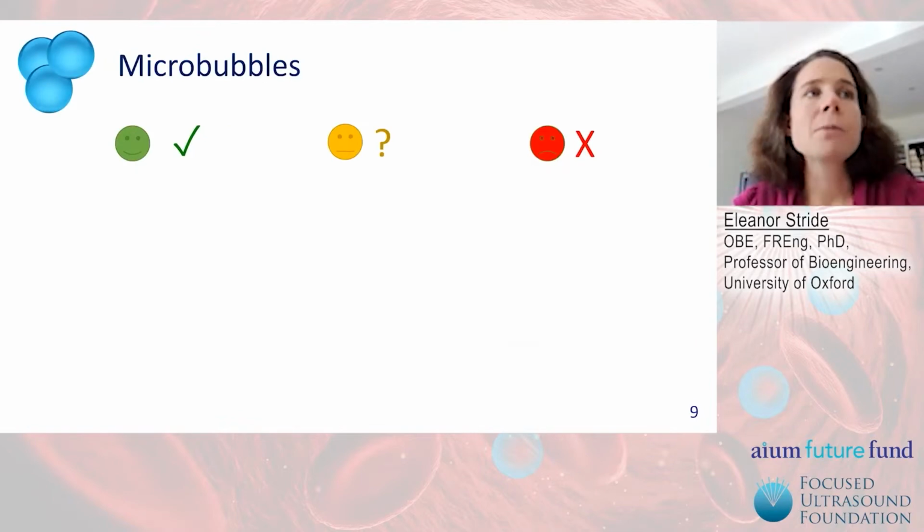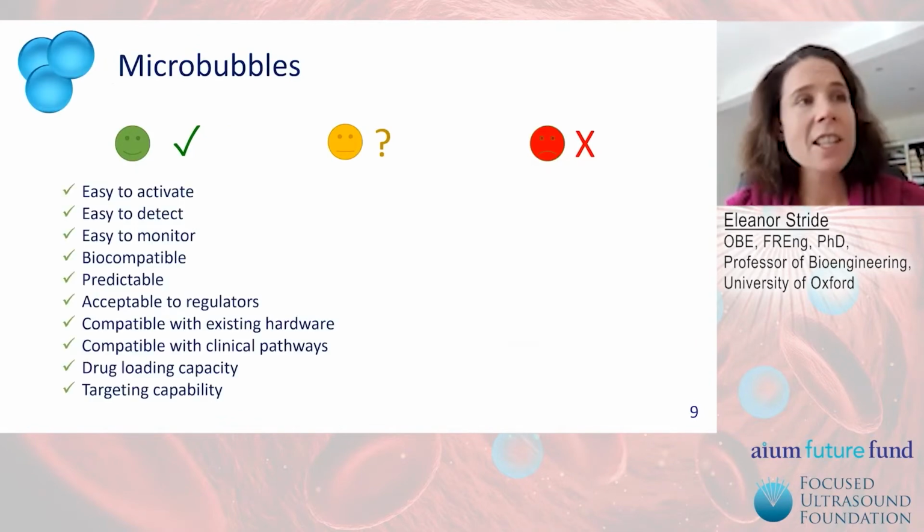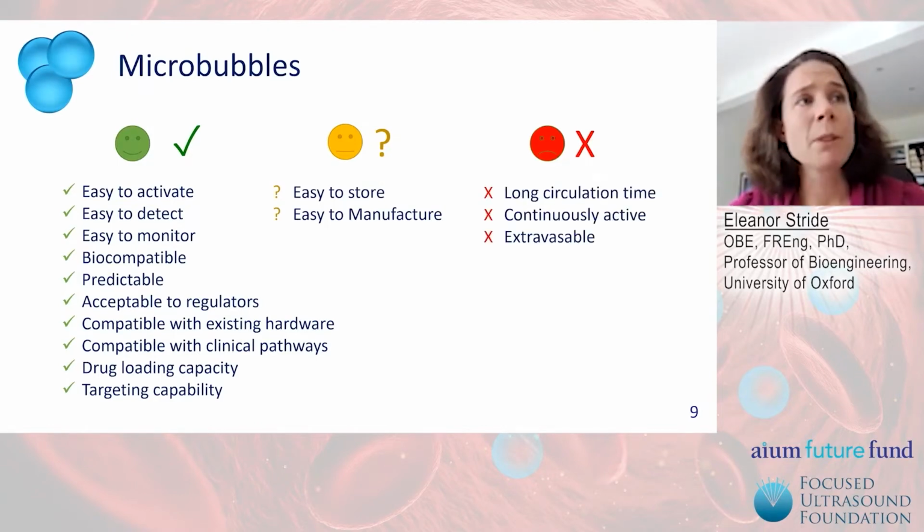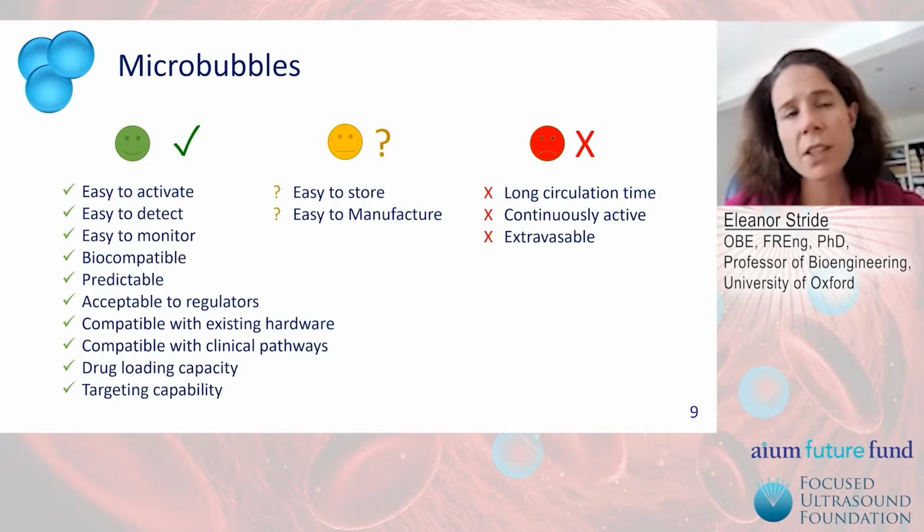So how do microbubbles measure up against these criteria? Well, actually extremely well. They tick a lot of the boxes. They do have 3 major shortcomings, however. They don't last very long in the circulation, typically a few minutes in humans. Once they've been exposed to ultrasound, they are rapidly destroyed and they don't extravasate.